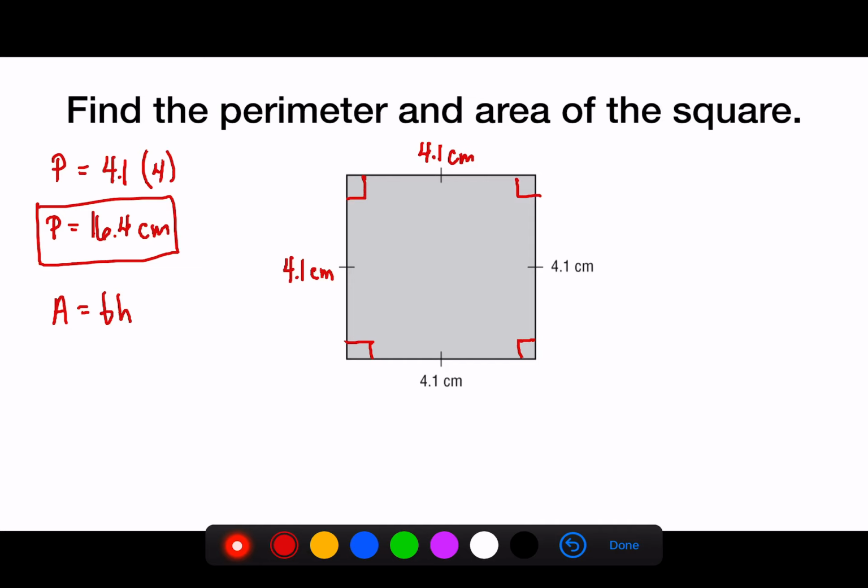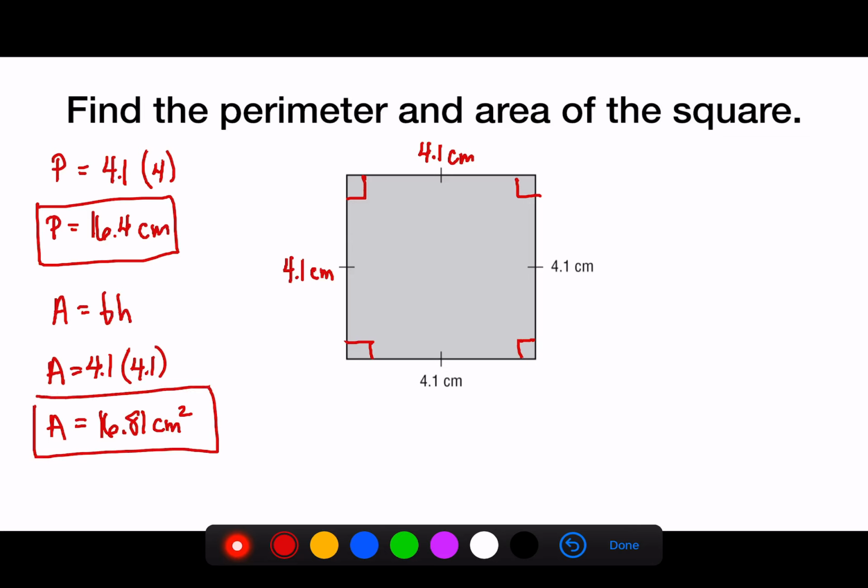So my base would be 4.1 units. My height would be 4.1 units. So if I multiply 4.1 times 4.1, I would end up with the area of 16.81 centimeters squared.